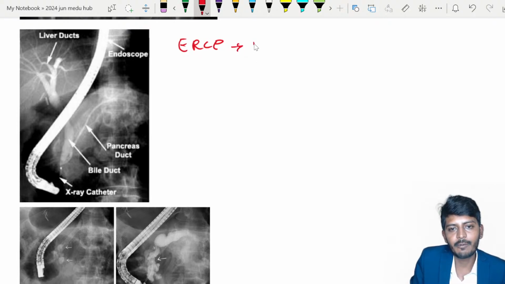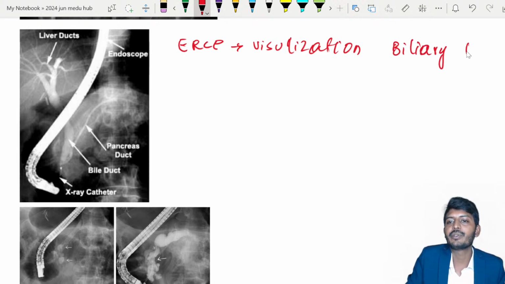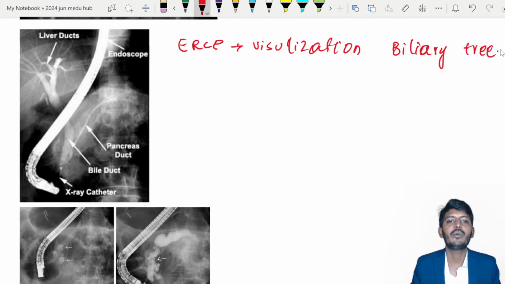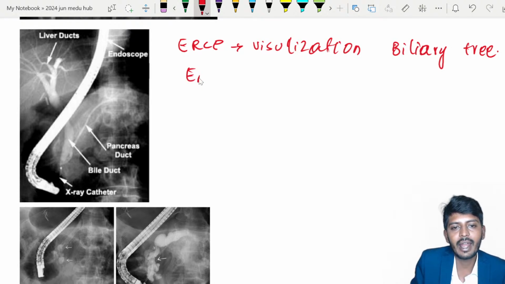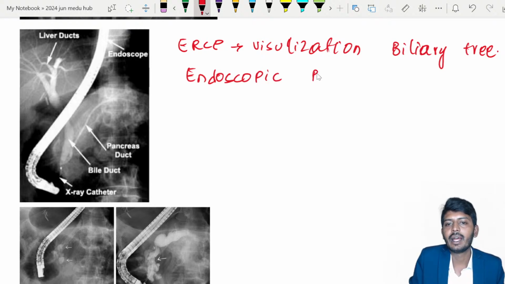ERCP is used for visualization of, remember, your biliary tree. Visualization of which one? Biliary tree. For the biliary tree visualization, we require what is that? Yes, we require an ERCP. What is ERCP? It is called endoscopic retrograde cholangiopancreatography.